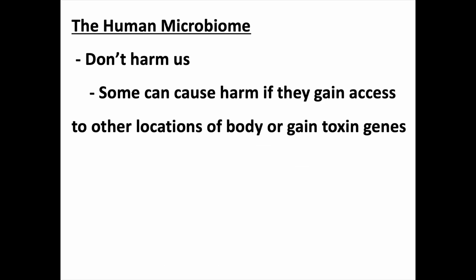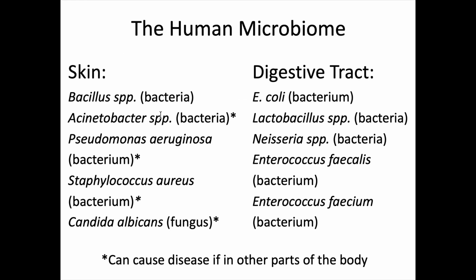These microorganisms don't typically harm us. They're not considered to be pathogens, but some can cause harm if they gain access to other locations of the body or gain toxin genes. So a lot of these things living on our skin will become a problem if they gain access to other parts of the body. And some of these in the digestive tract, E. coli, harmless, but if it gains the Shiga toxin gene, then it's going to be a problem. Then it is going to be pathogenic.